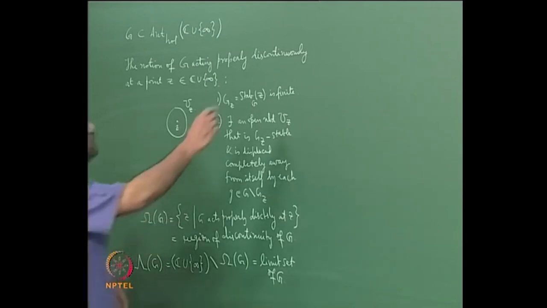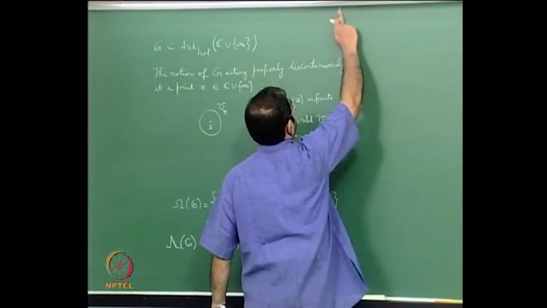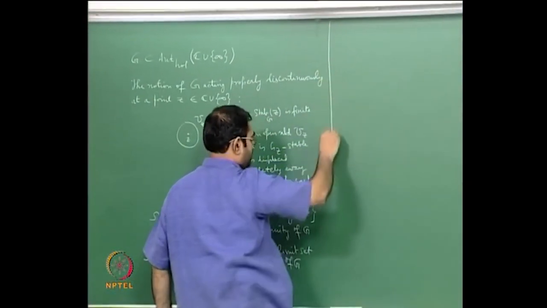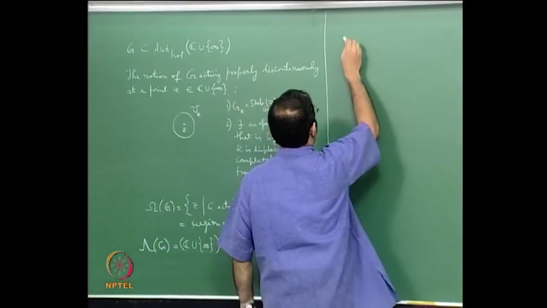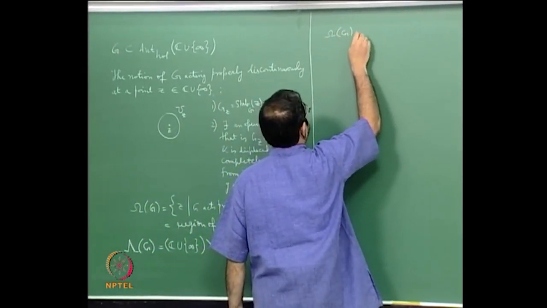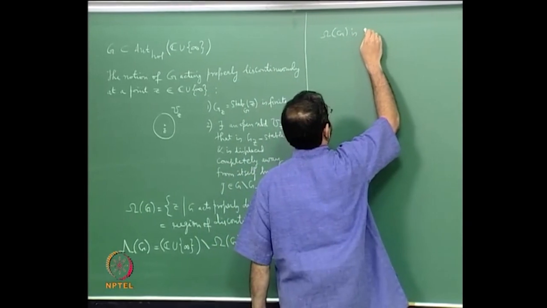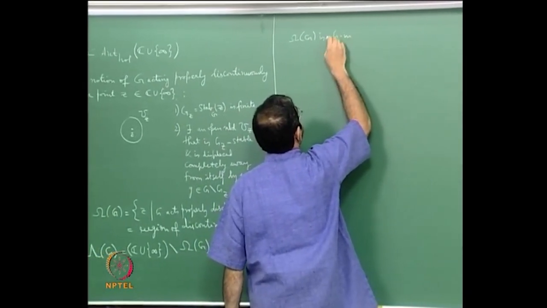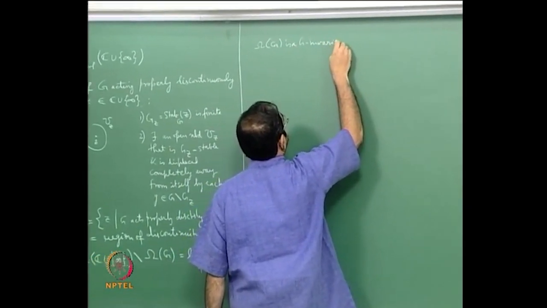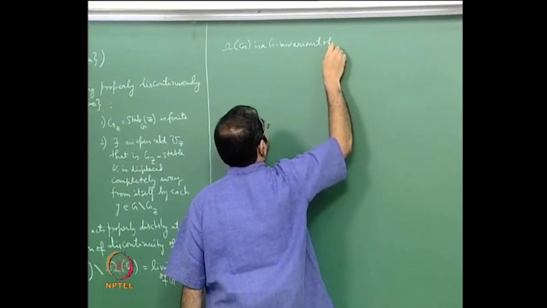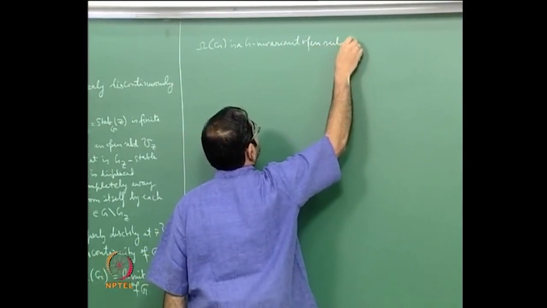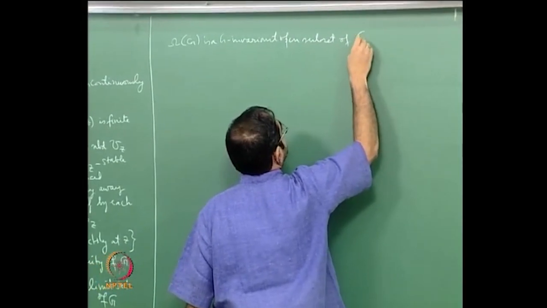So what we proved in the last lecture was that omega of G is a G invariant open subset of C union infinity.